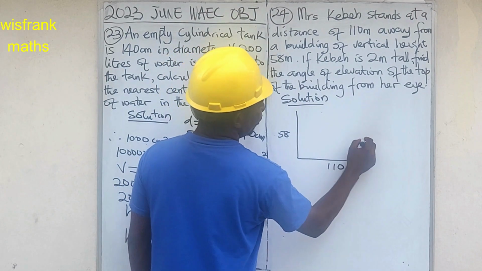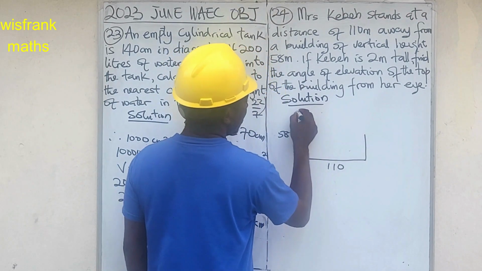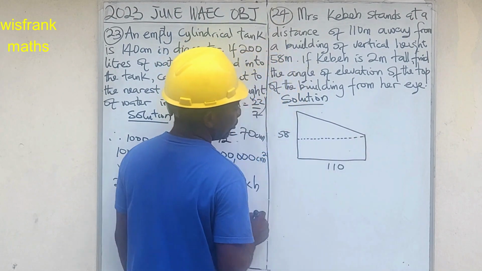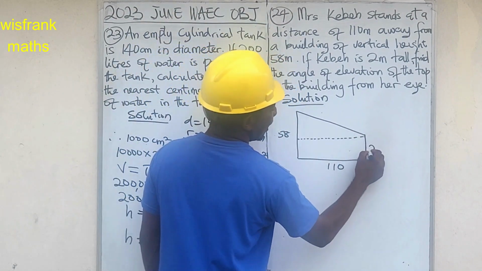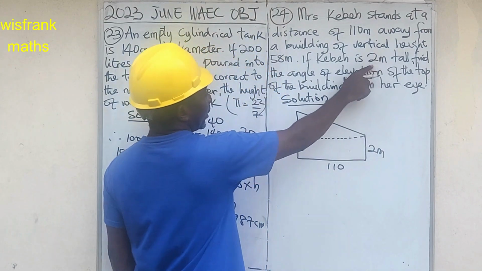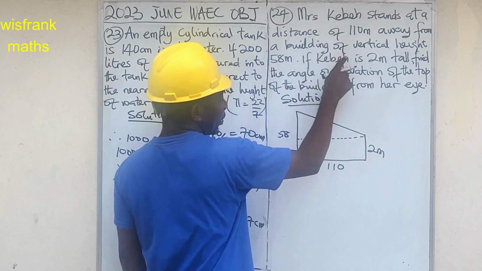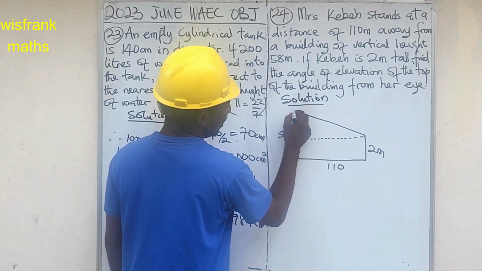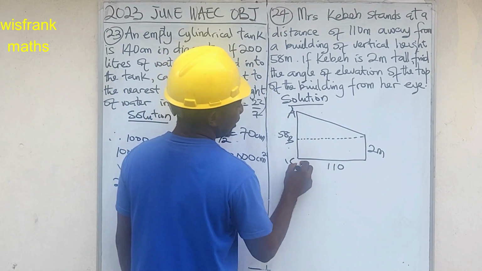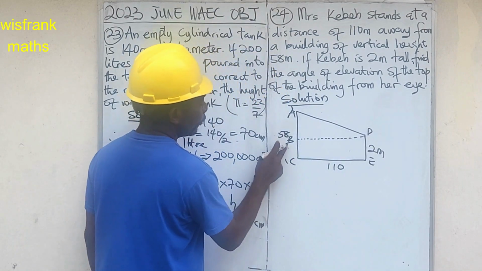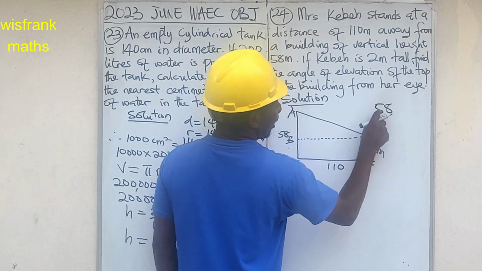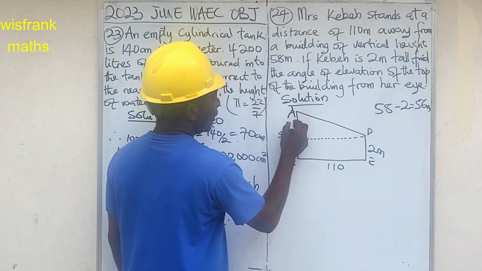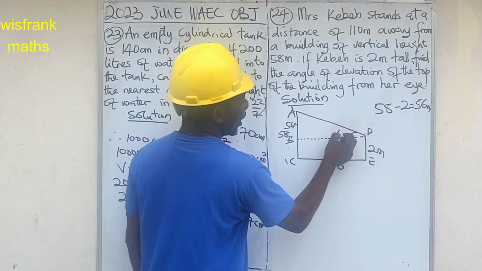Now we have the top of the building somewhere here. This is where she stands to this place. So in this case, this is the top of the building. Now we have this place as 2 meters. It's given that Mrs. Heber's height is 2 meters. And also for us to find this place, let's call these points A, B, C, D, and E. For us to find AB, we are going to subtract 58 minus 2, which is 56 meters. So here is 56 meters. So this is the angle that we are going to find.